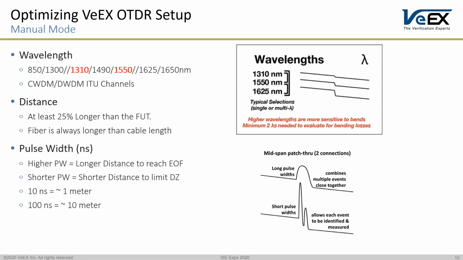If you have a shorter distance for a cable, you choose a shorter pulse width, because that will limit the dead zone and find any events that are close together. The drawback is that you won't be able to shoot as far, and the trace will get quite noisier. As a reference, 10 nanosecond pulse width is about 1 meter in length, and 100 nanosecond is about 10 meters. The picture on the right shows how a long pulse width versus a short pulse width will look when there are two events close together.